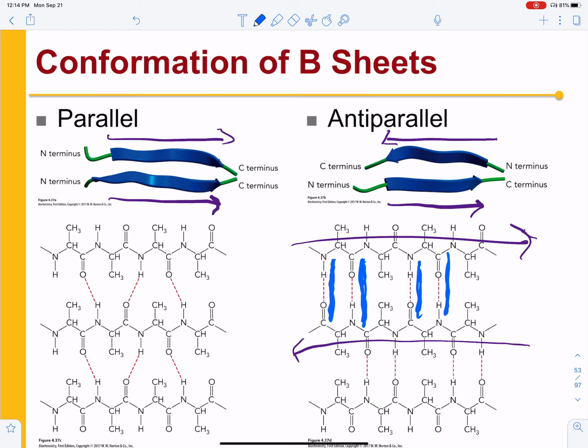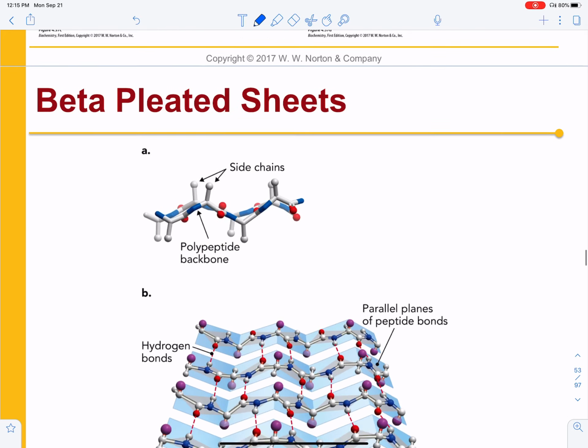If you look at the parallel beta sheets, here is the direction, and you're maintaining that direction over there. Note the hydrogen bonding is occurring at an angle, so these are going to be weaker interactions. Because of that, parallel beta sheets are less stable and seen in fewer polypeptides. It's the nature of this hydrogen bonding that makes the parallel beta sheet a weaker bond than the anti-parallel beta sheet.